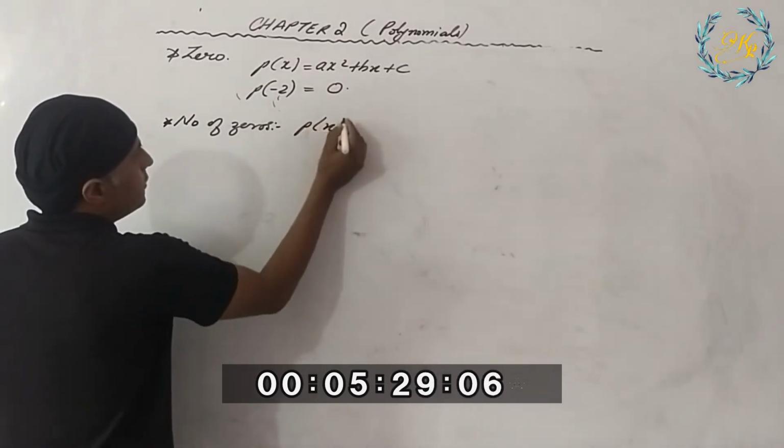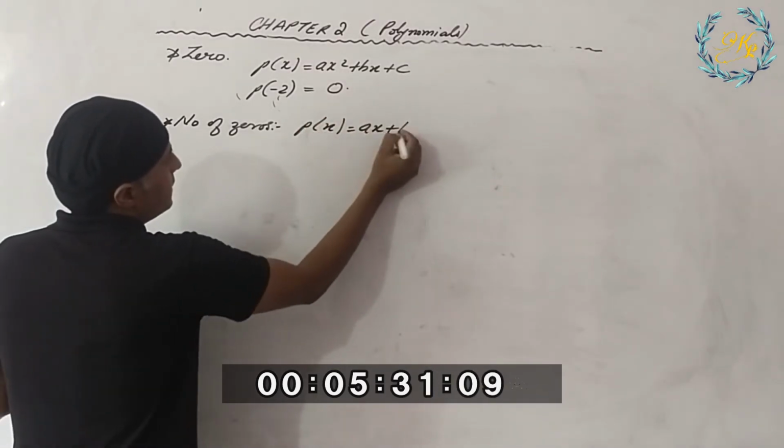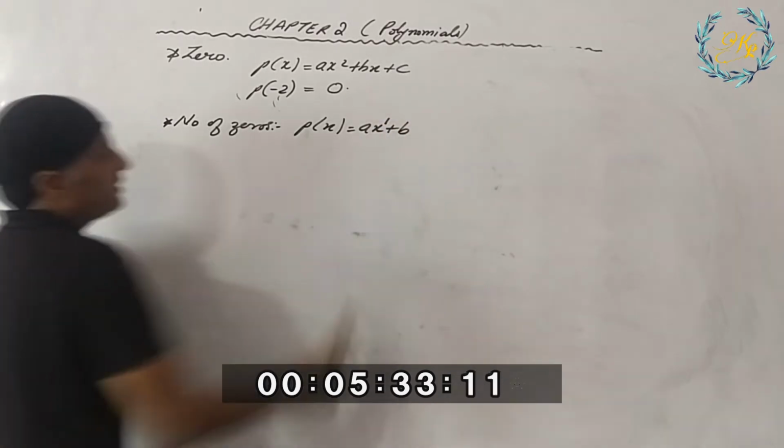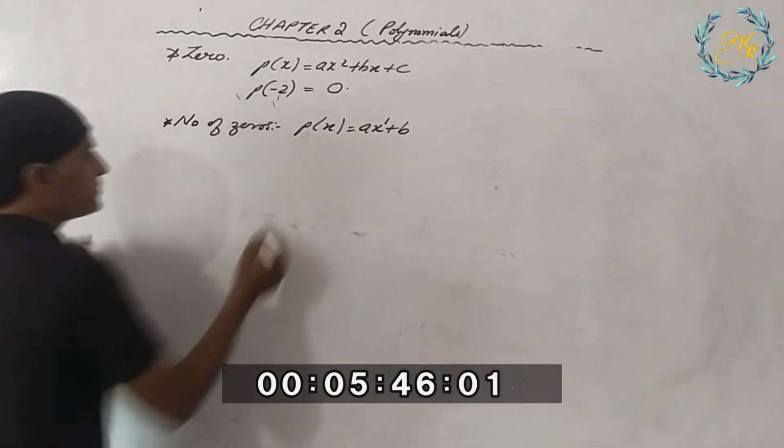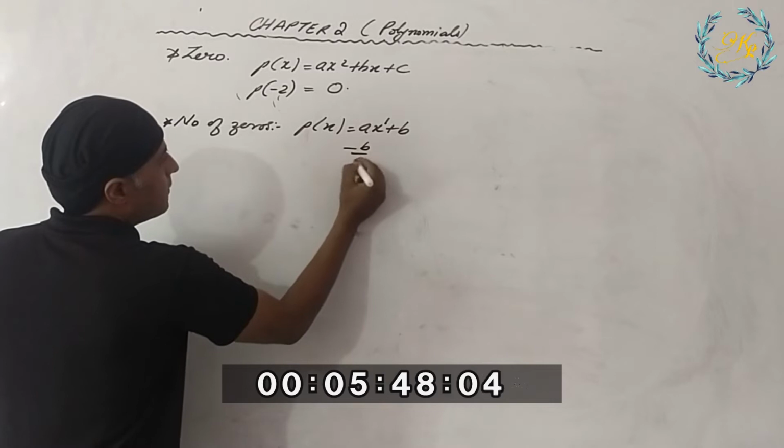Next, how many zeros does an equation have? Number of zeros. Suppose I have a linear polynomial p(x) = ax + b, the degree is 1 here, variable x. It has only one zero. One zero means only one value of x for which the whole equation becomes 0, and that is given by -b/a.